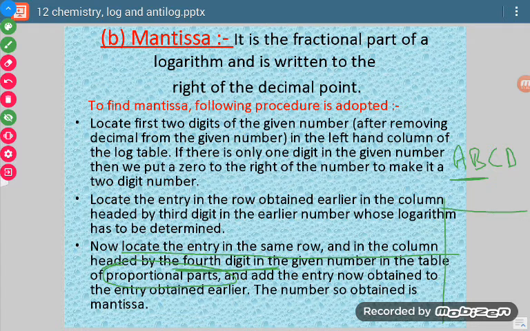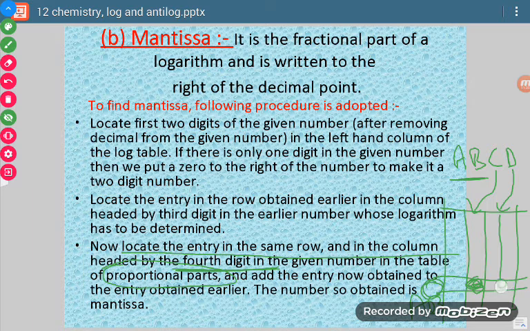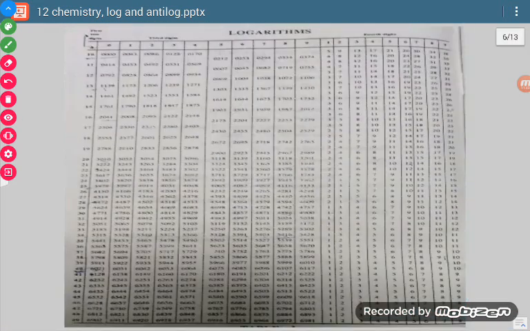See, this way table will be there, and we have seen here AB. Now in this row, we have seen for C. In front of C, what is written over here, that we have seen. Then in the mean differences we have seen for D. Okay, now what we will do, these two numbers will be added. Now after adding these two numbers we will put them as Mantissa.